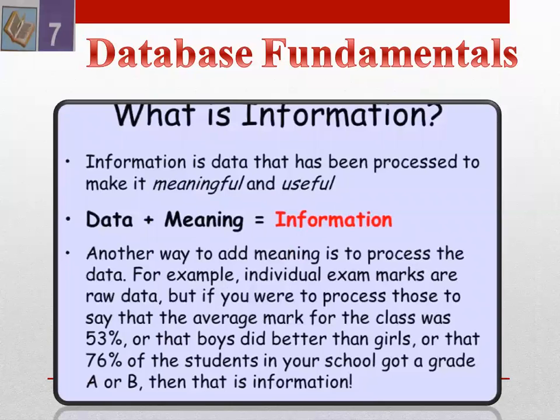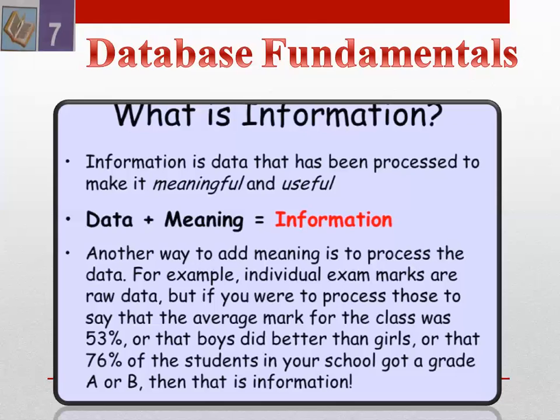So what is information? Information is data that has been processed to make it meaningful and useful. So when you add meaning to data, data plus meaning is equal to information. Another way to add meaning is to process the data. For example, individual exam marks are raw data, but if you were to process those to say that the average marks for the class was 53%, or that boys did better than girls, or that 76% of the students in your school got a grade A or B, then that is information. So the processed form of data is called information.